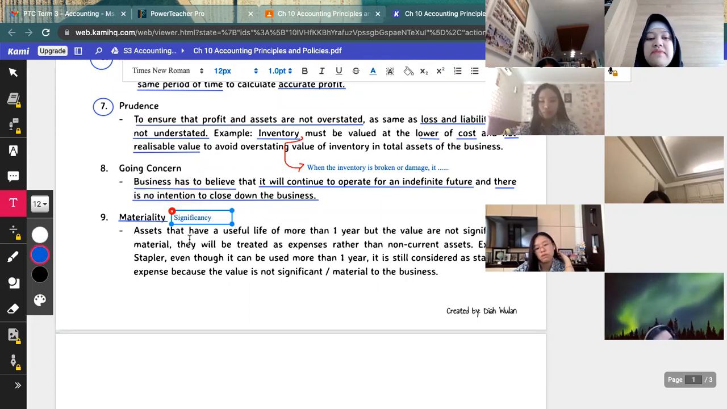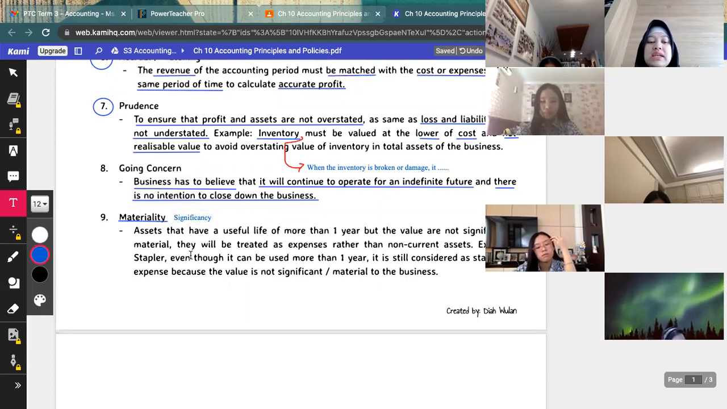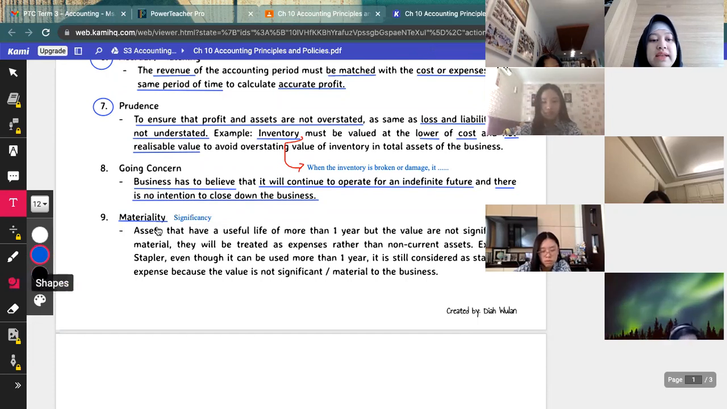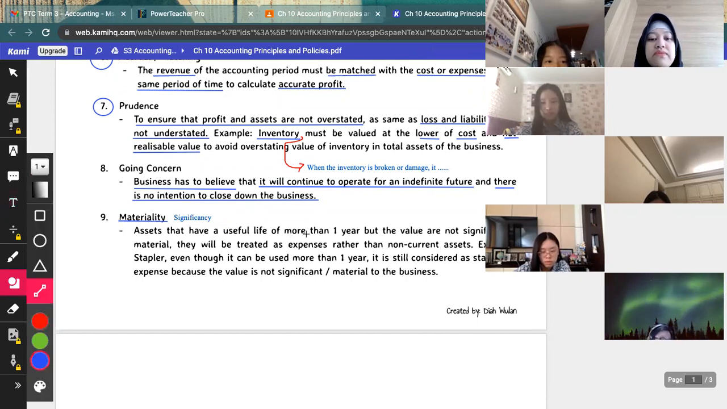Okay, significance. It means it is important or not. That is materiality. For example, assets that have a useful life for more than 1 year, but the value are not significant or material, they will be treated as expenses rather than non-current assets.